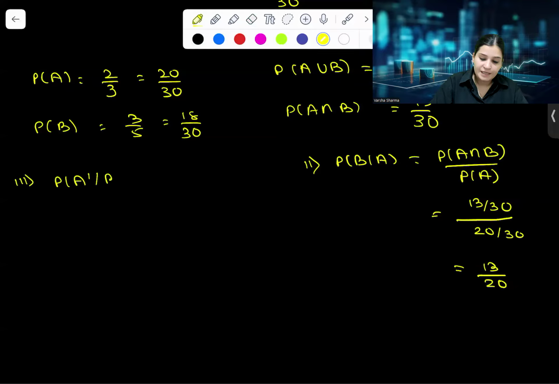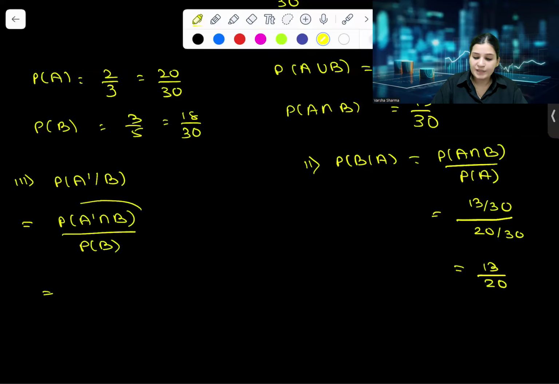Probability A complement given B. A complement intersection B by P of B. What is the numerator? I don't want A, but I want B. A complement is not A and B. I don't want A, but I want B. That is what? Only B. How do we find only B?